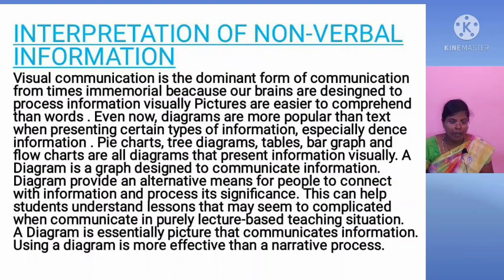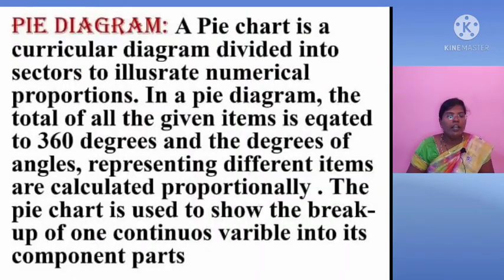First we will go for the pie chart. A pie chart is a circular diagram divided into sectors to illustrate numerical proportions. Numerical means numbers. We are dividing the numbers into sectors in a pie diagram. This pie diagram will be in 360 degrees, representing different items calculated proportionally. Calculated proportionally means that sometimes they may be equal and sometimes not equal.